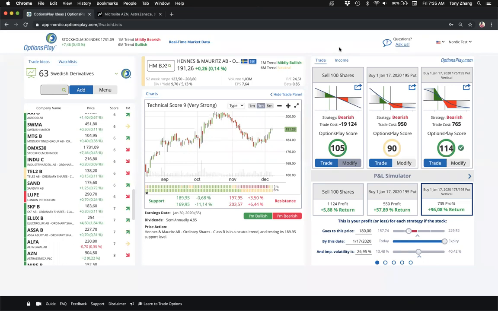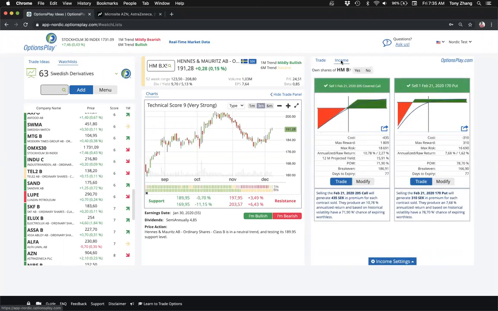Many of you may be buy and hold investors. You might have certain stocks that you've owned for a long time, and you want to learn how to generate income. And that's where the income tab of the OptionsPlay tool comes into play. The income tab takes a very similar approach to the trading tab by showing you strategies that make sense. And we've also picked expiration dates and strike prices for you.